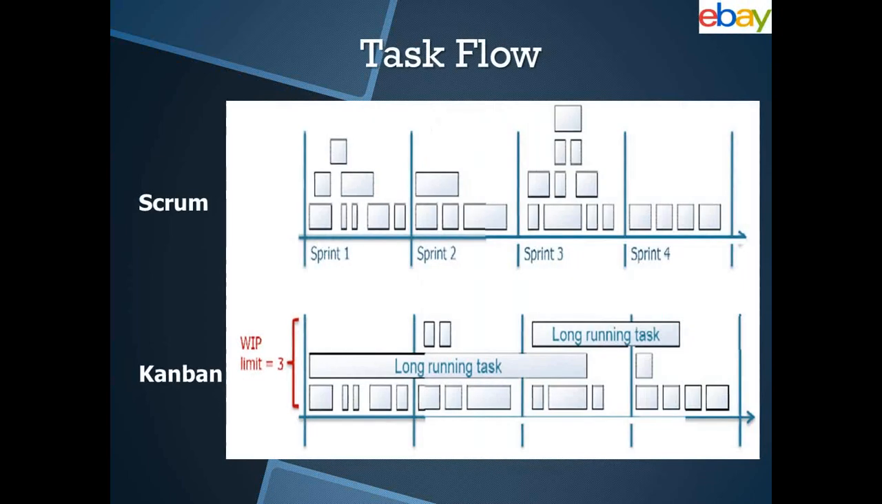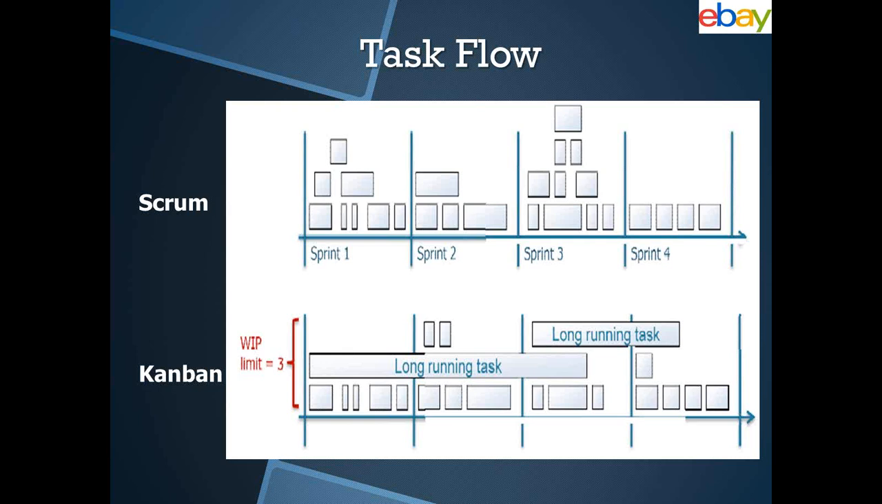So I'm starting with the task flow. How does the flow of a Scrum team look and a Kanban team look? As I told you earlier, in Scrum we operate in sprints. And at the end of every sprint, the board will reset. The tasks we do reset. And that is what is called out in the first diagram.